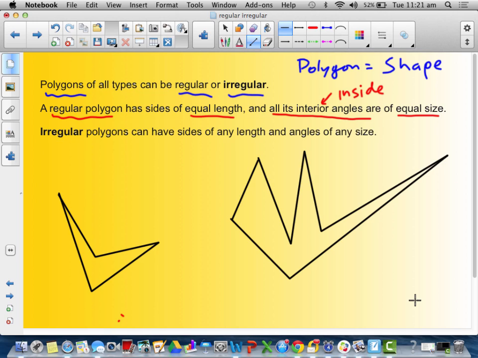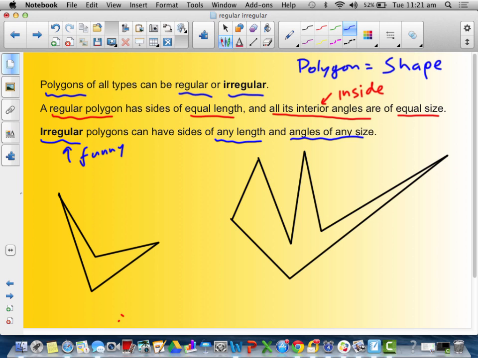What have I made here? These are unusual shapes, aren't they? A page? Yeah, they're definitely irregular, aren't they? Because irregular polygons have sides of any length and angles of any size. They're a bit funny looking, to tell the truth, aren't they? They're a bit funny looking, irregular shapes.